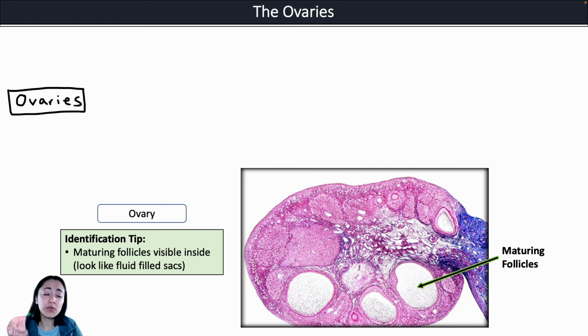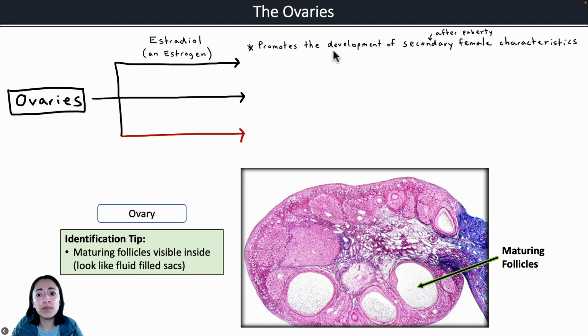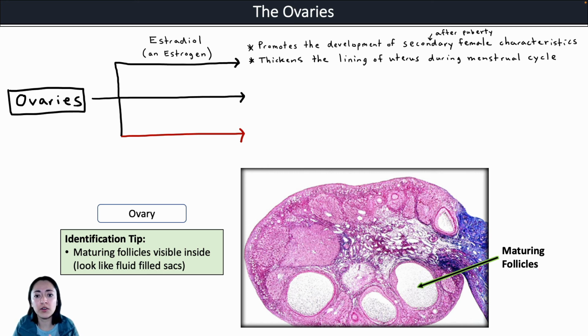The ovaries produce three major hormones. The first is estradiol, which is a type of estrogen. Estradiol is going to be really important in promoting the development of secondary female characteristics. So these are the female characteristics that develop after puberty, like enlarged breasts, widened hips, hair growth, and so forth. Estradiol is also really important in regulating the female menstrual cycle. And estradiol is going to thicken the lining of the uterus during the menstrual cycle. So at the beginning of the menstrual cycle, the uterine lining thickens, and that's estradiol triggering the uterine lining to do that.